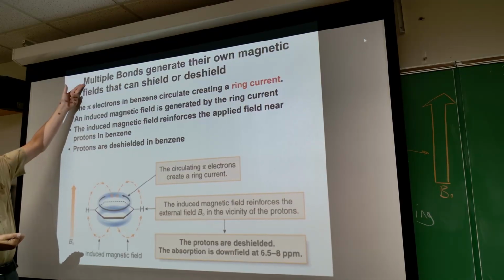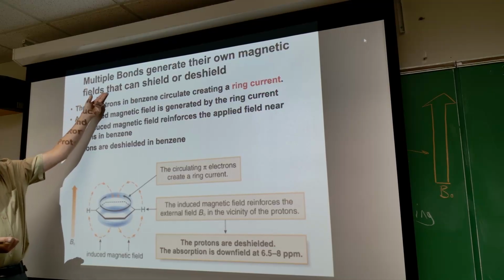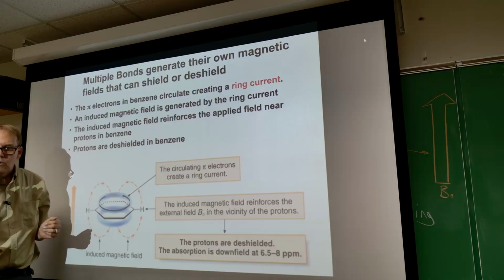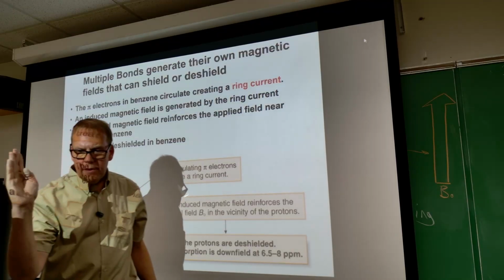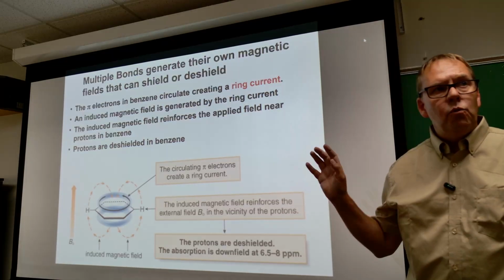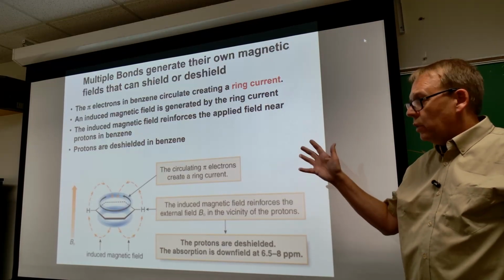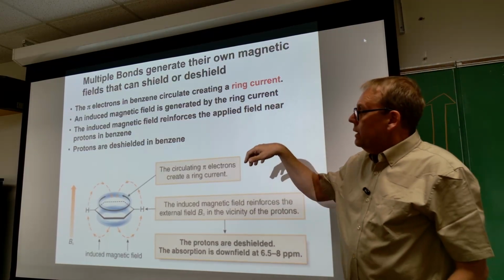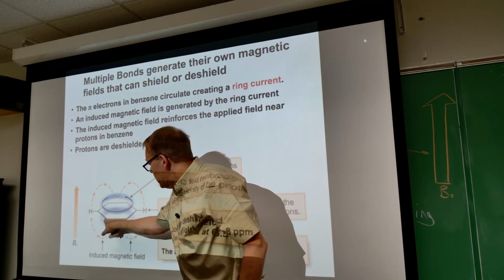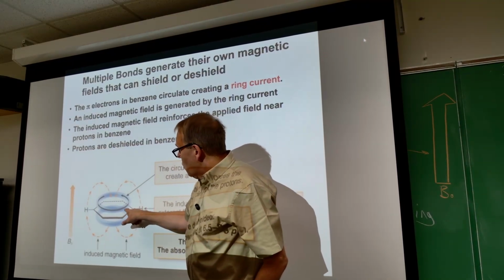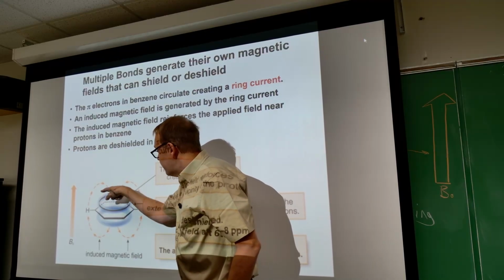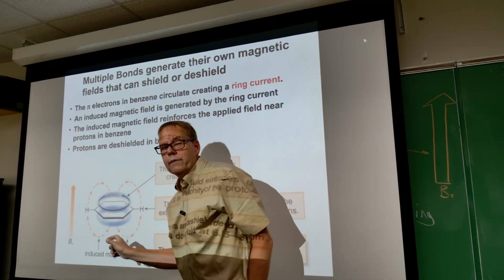So it turns out that multiple bonds generate their own magnetic fields that can either shield or de-shield. In other words, they have a magnetic moment of their own that can either point with the applied field or oppose it, depending on where it is in the molecule. So this is a picture of a benzene ring. These are the 6 carbons of a benzene ring. And then the overlapping p orbitals create kind of a donut of electron density above the plane of the carbons and below the plane of the carbons.